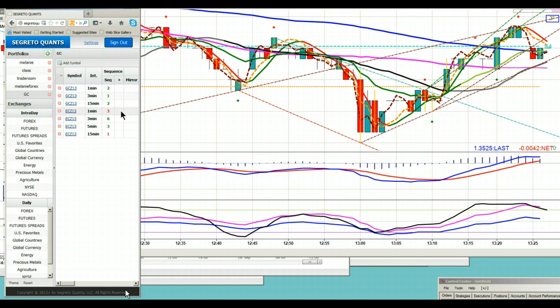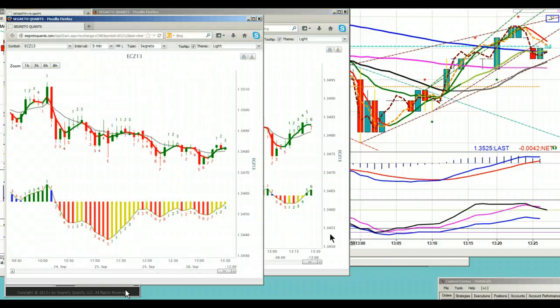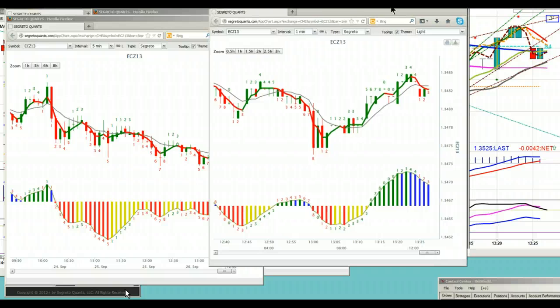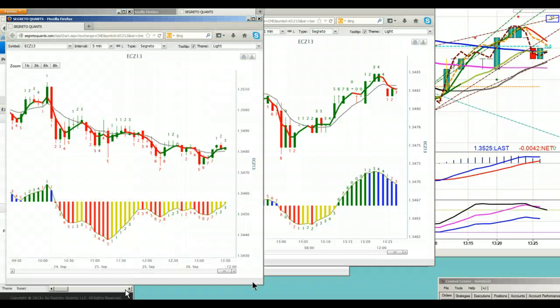So Segredo charts 15, 5, and 3. Well, I'm not saying 15, 5, and 3 necessarily. That's a lot of charts. But what I'm saying is you can have a Segredo 1, a NinjaTrader 1 on the right side here. And you can have your mirror trader if you're going to use those buy signals. And I like to use a 15, 5, and 1.